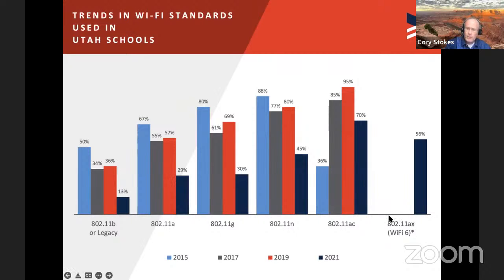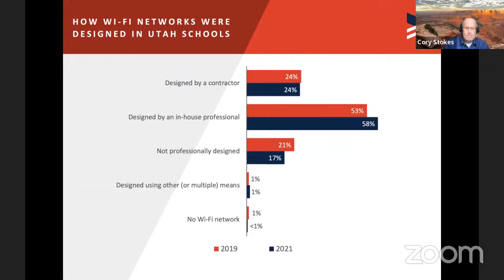We saw a huge jump in the new protocol, the new access point, 802.11ax. We had a lot of those devices installed. I'm sure that's through the CARES funding. I think this is a really important trend here too. We're seeing in-house expertise being developed, where they can do their own in-house Wi-Fi engineering and designing. I think that's great. We saw 5% there.